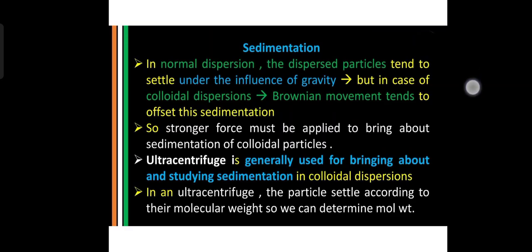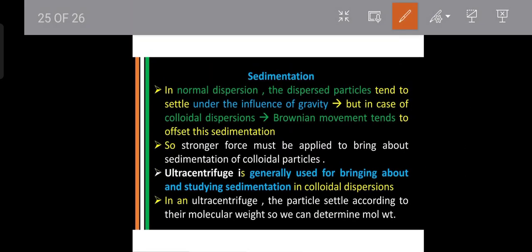sedimentation. Got my point? So in normal dispersion there is this kind of sedimentation, but for colloidal dispersion, as there is Brownian movement, the settling down of the dispersed phase due to gravity will not occur. So you can also say that Brownian movement is the reason for stability, or that Brownian movement can provide stability to colloidal dispersions. You can explain it as Brownian movement tending to offset sedimentation, so sedimentation will not happen.